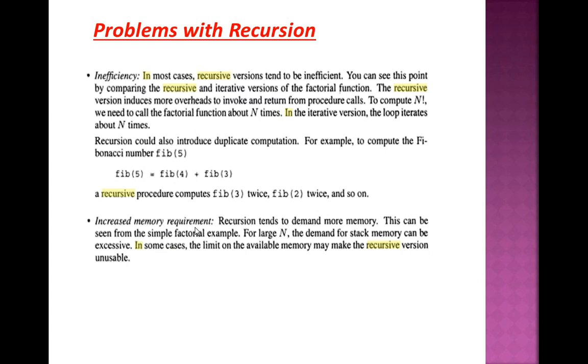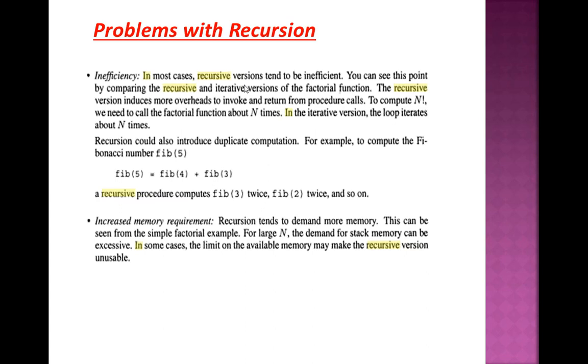This says in most cases recursive versions tend to be inefficient. You can see this point by comparing the recursive and iterative version of the factorial function. The recursive version includes more overheads, means it takes more resources to invoke and return from a procedure call. So one of the problems is that it is inefficient because recursion requires more overheads to call and return the procedure calls.